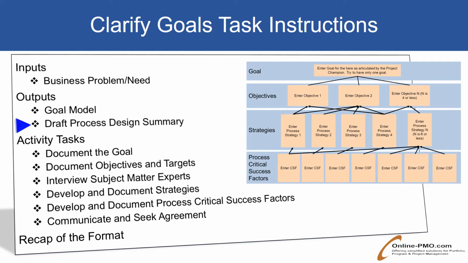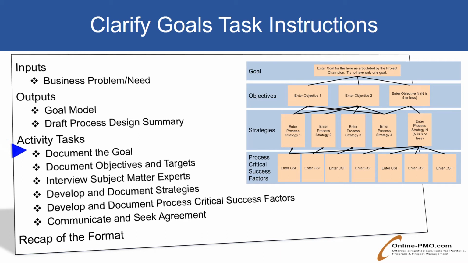Both the business relationship and project manager need to understand the process design, as this forms the basic concept for the project's deliverables. The task for documenting the goal model involves getting the goals and objectives set correctly with the help of the project champion. After that, the strategies and process critical success factors are developed in iterative steps throughout the project using interviews and work sessions with the project champion and subject matter experts.